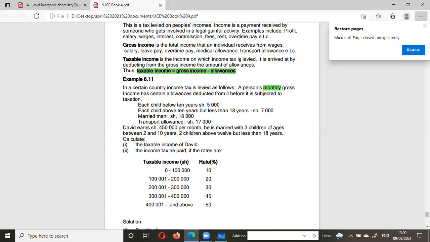The first question is, calculate the taxable income of David. The next one is the income tax he paid, if the rates are given. They're giving us the rates. So should we continue? Yes, so we went ahead.